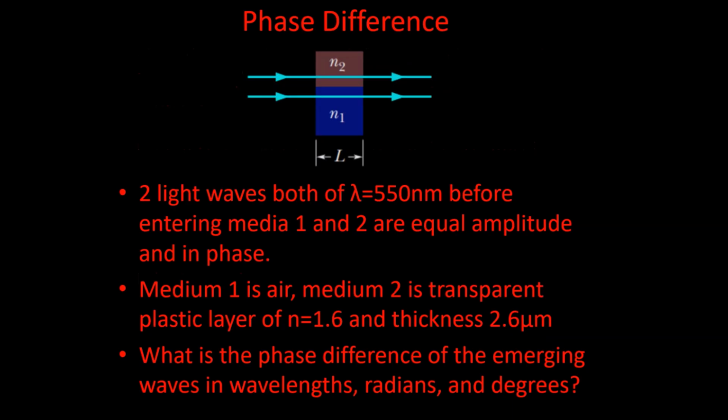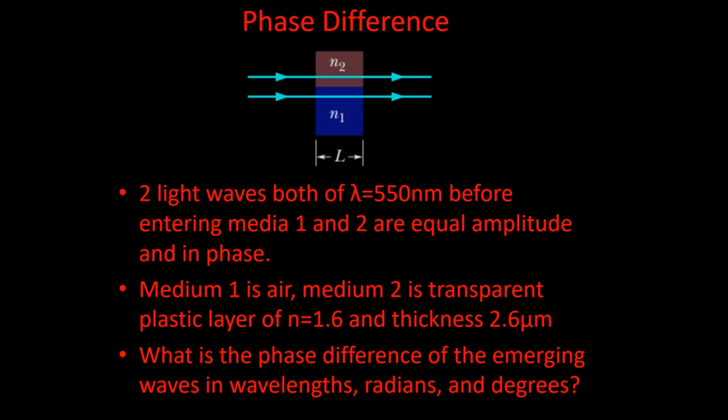Here we have two light waves, both of wavelength 550 nanometers. They then enter two media, medium 1 and medium 2. The light waves are of equal amplitude and in phase when they enter N1 and N2. Medium 1, this blue medium, is air. Medium 2, N2, is transparent plastic of N equals 1.6. We also have a thickness of 2.6 microns, or 2.6 times 10 to the minus 6 meters. The question then states, what is the phase difference of the emerging waves in wavelengths, radians, and degrees?